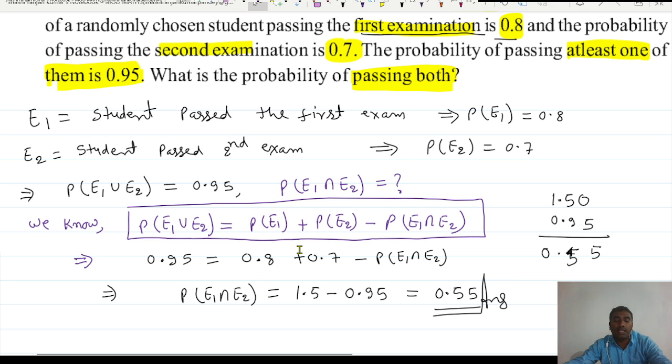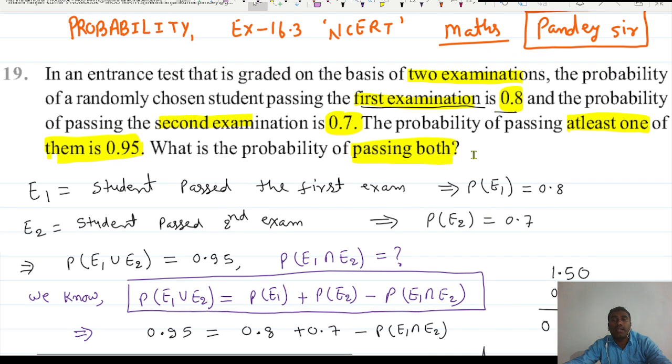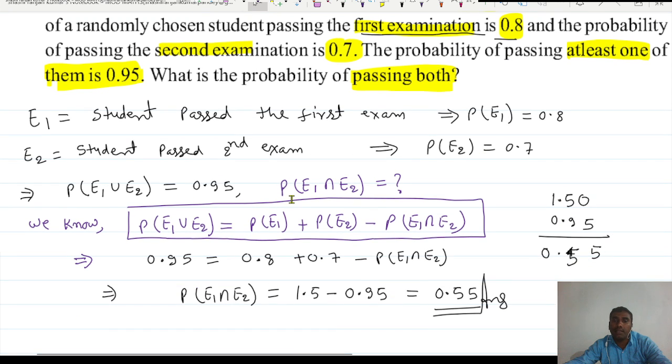Hopefully you get the concept. Simple question. A student has two exams, 1 and 2. Simply we have written it in mathematical form, applied this union formula, and got the probability of E1 intersection E2, that is a student passing both exams, because "and" is there.